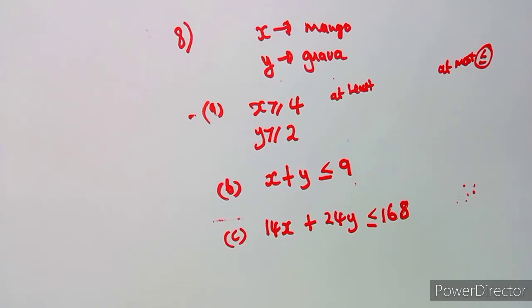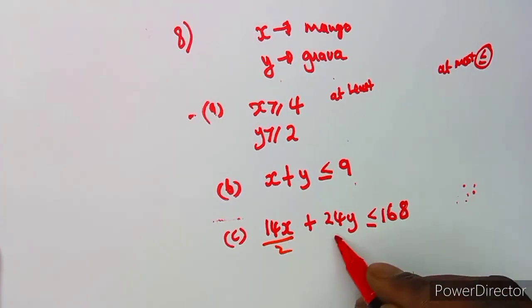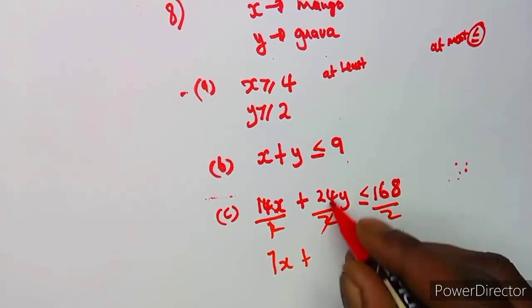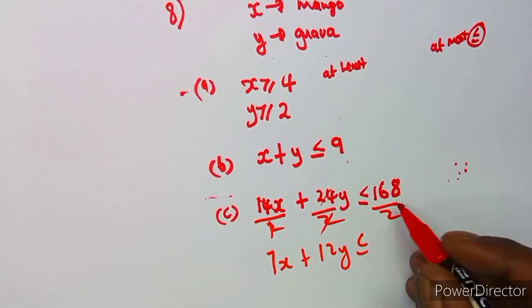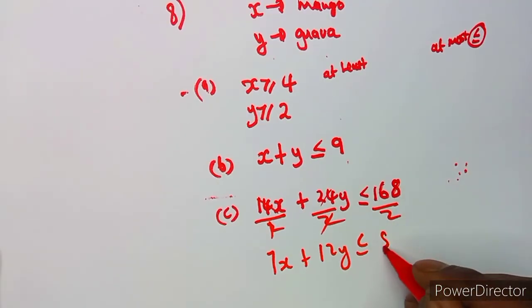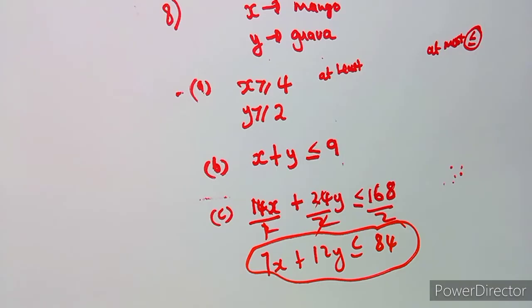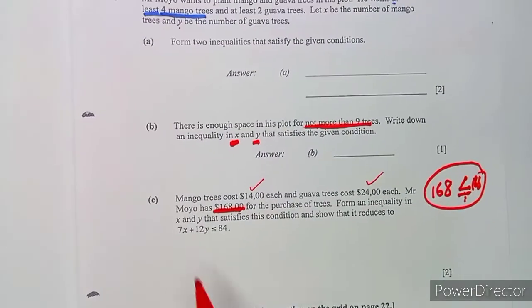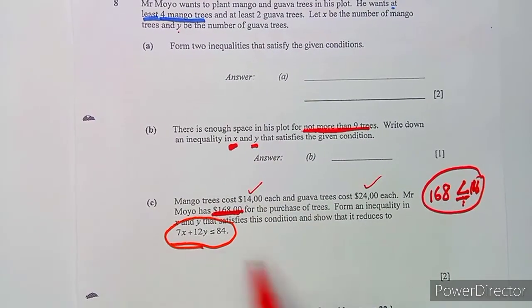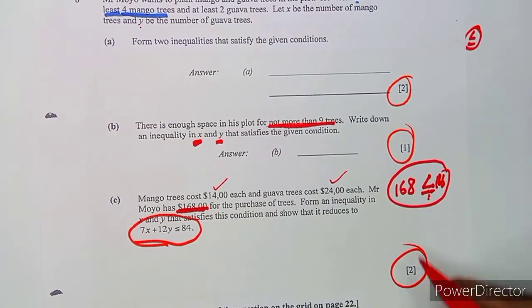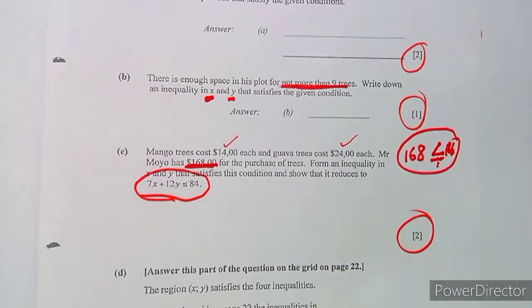So now we can reduce, guys. We can just divide by 2, isn't it? Let's reduce by 2 here: 7x plus 12y is less than or equal to 84. So that is the inequality you're given at the end, that they asked us to reduce to. These were the inequalities that we formulated, and as you can see, it's just 5 marks for formulating inequalities.